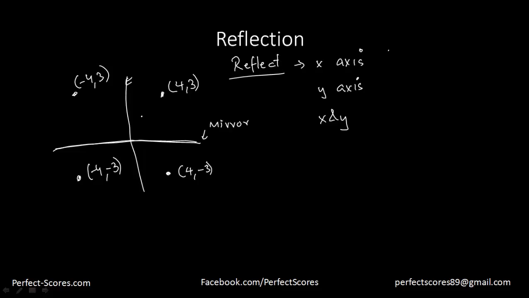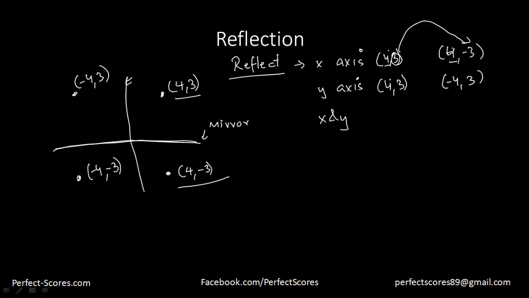Now see the change here. When I reflected the point according to the x-axis, what changed for 4, 3 to 4, -3? The x remained constant and the y coordinate changed. Similarly over here, when I reflected 4, 3 according to the y-axis, the y coordinate remained the same, and the x coordinate changed. And when I reflected according to both the axes, the signs of both the coordinates x and y changed in this figure over here.